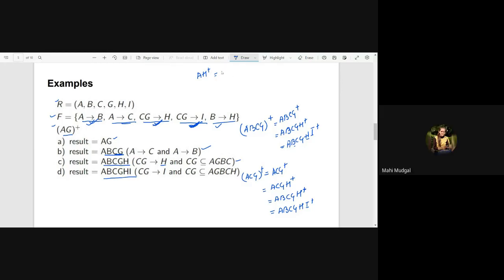Ma'am, like in the previous one, ACGI should not be there? Sorry? ACGI, like CG also determines I now. So we have it here, ABCGHI. You can take it in any order. For example, at first we have taken ACGH. Instead of this, you could have also taken ACGI. That would have been completely fine.